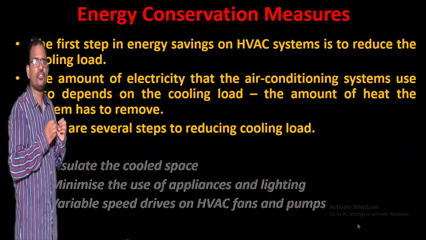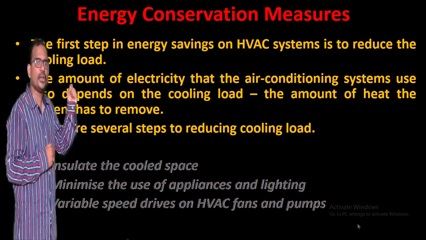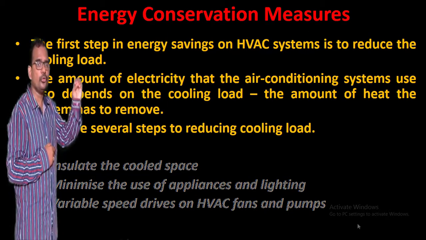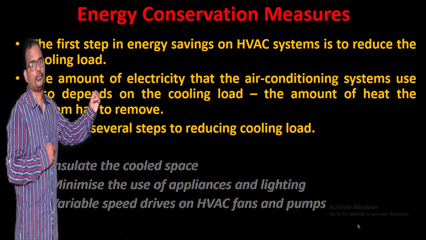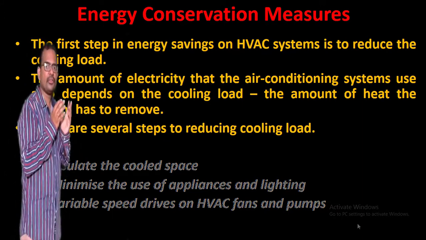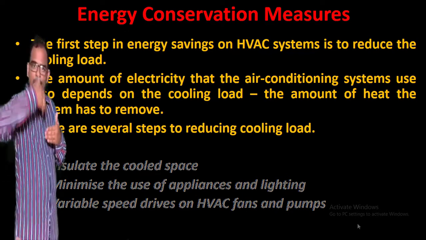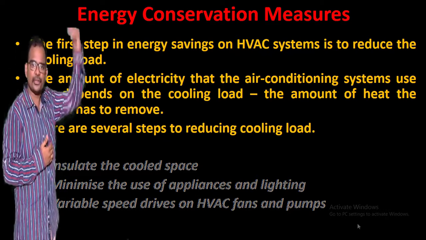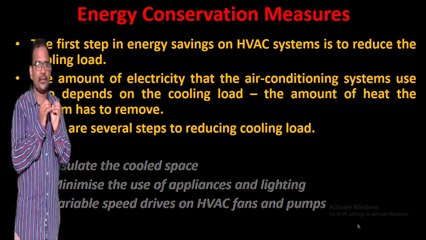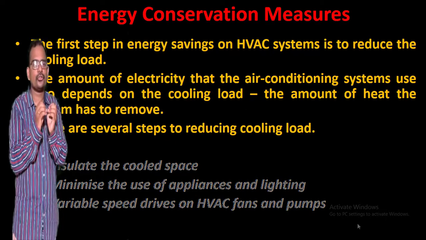So what are the energy conservation measures in HVAC systems? The first step in energy saving on an HVAC system is to reduce the cooling load. The amount of electricity that the air conditioner system uses depends on the cooling load, that is, the amount of heat that has to be removed from the room. If the amount of heat that has to be removed from the room, otherwise called cooling load, is more, then the power consumption will be more. If the cooling load is less, then the power consumption will be less. Automatically, the most important point in the energy conservation measures of an HVAC system is reduction of cooling load.